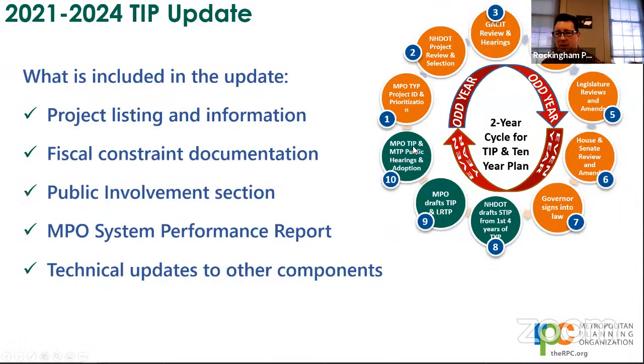So what's included in this update? We're updating all our project listings, and any information, cost, and timing are for the most part things that are changing. We are ensuring that our fiscal constraint documentation is up to date and consistent with the guidance that we're receiving from Federal Highway Administration and DOT on what needs to be included in that. We are updating our public involvement section.